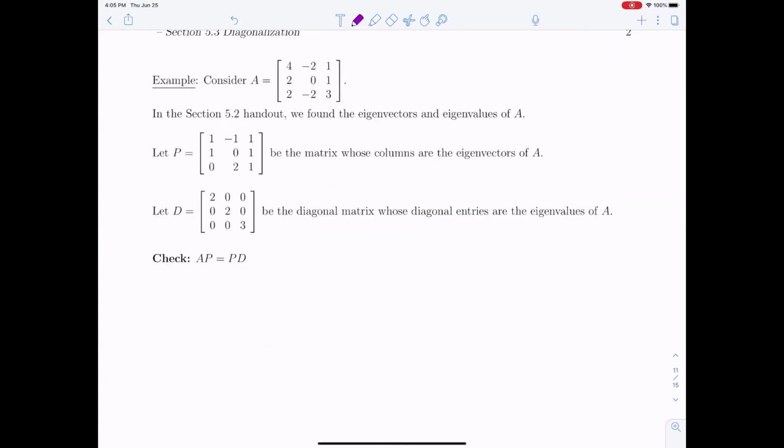So let's look at this example. This example was given in the previous section, and we've calculated the eigenvectors and eigenvalues of the given matrix. Here, P is the matrix built from the eigenvectors as the column vectors. So 1, 1, 0, negative 1, 0, 2, and 1, 1, 1 were the eigenvectors of the given matrix, and the corresponding eigenvalues are 2, 2, and 3. So in this case, we have A times P equals P times D, or in other words, you can write A equals P D P inverse. So let us quickly check whether this matrix equation is true.